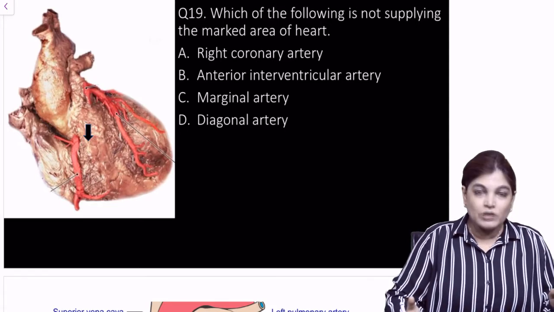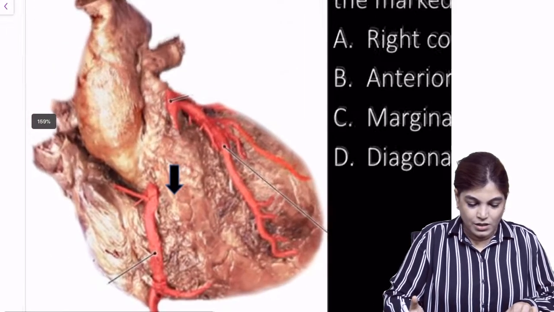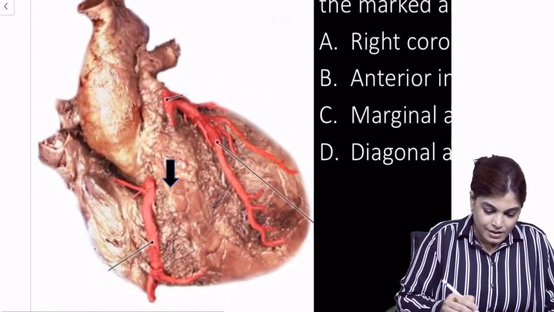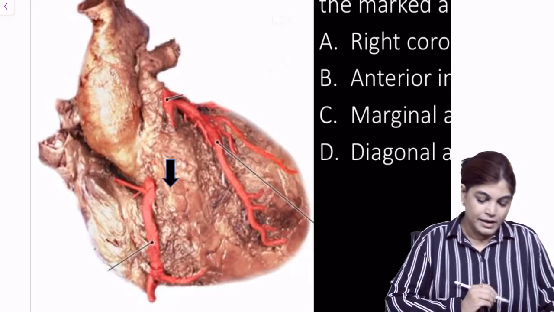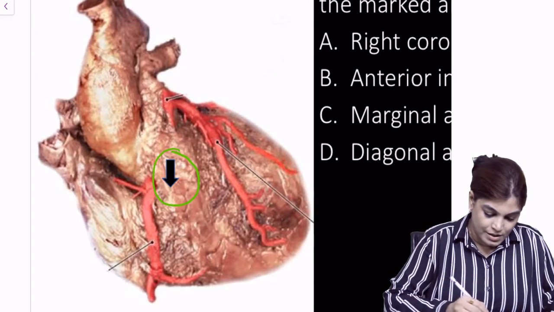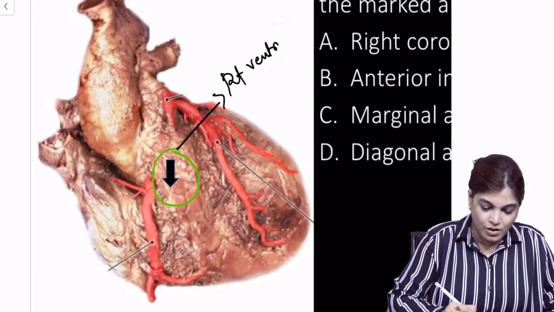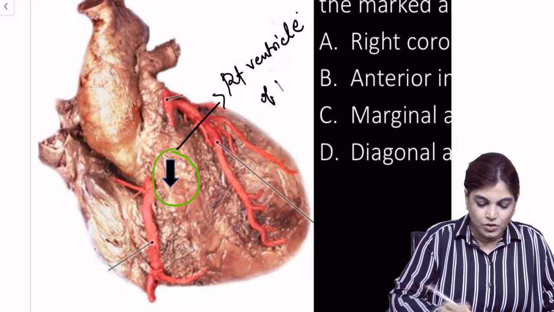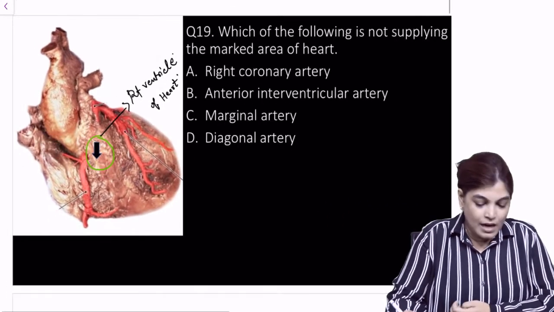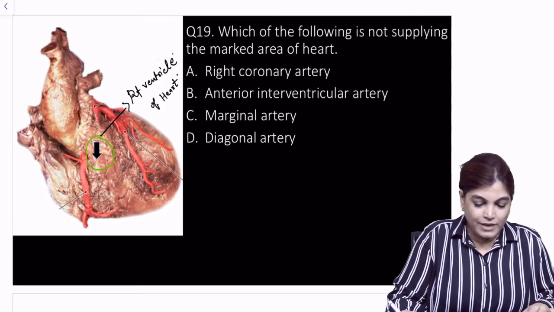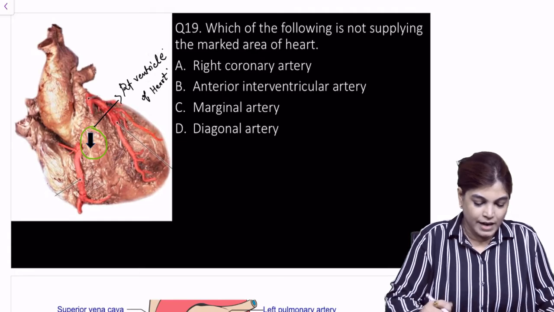Coming to the explanation of this question, let me enlarge this diagram. When I enlarge it, what you can appreciate is that the area shown in the diagram is the area of the right ventricle of the heart. So the MCQ is framed like this: we have to tell which of the arteries is not giving blood supply to the right ventricle of the heart. The options are right coronary artery, anterior interventricular, marginal and the diagonal artery.